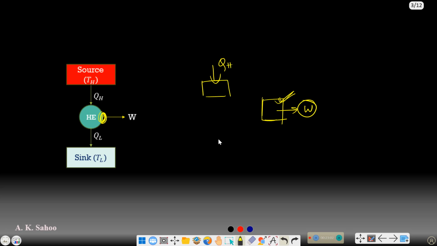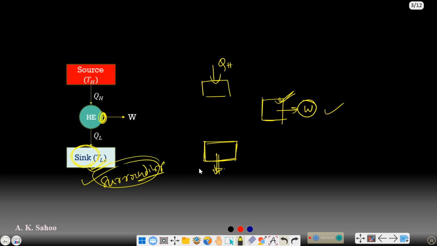So let's say this is a device where I'll be adding some amount of heat. Again, I need to extract or reject some amount of heat to get this particular work. So let there be another device from where I'll be rejecting some amount of heat to the surrounding, or this is the sink. This sink in our case is your surrounding. That means we'll be rejecting heat to the surrounding.